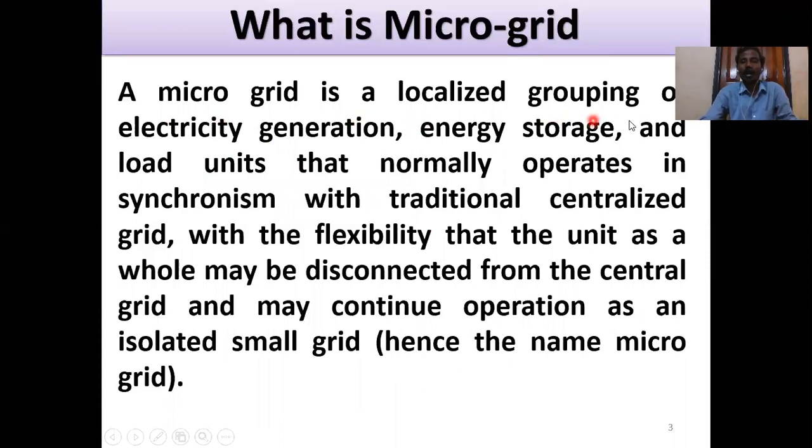A microgrid is a localized grouping of electricity generation, energy storage and load units that normally operates in synchronism with the traditional centralized grid, with the flexibility that the unit as a whole may be disconnected from the central grid and may continue operation as an isolated small grid, hence the name microgrid. Typical microgrid with renewable energy resources.